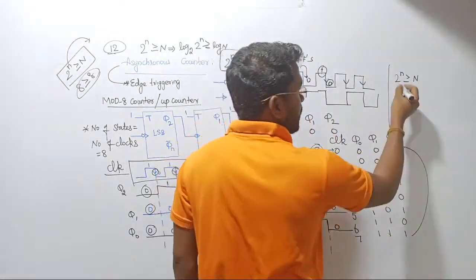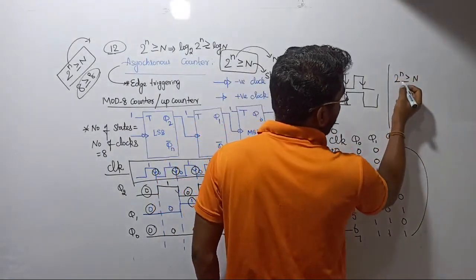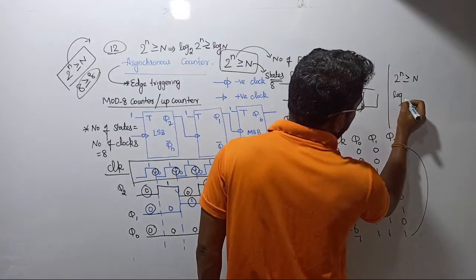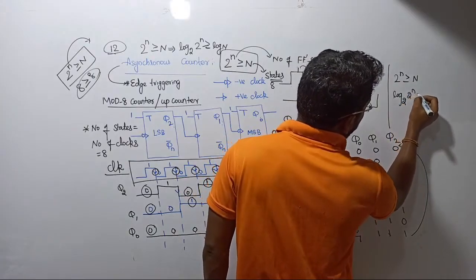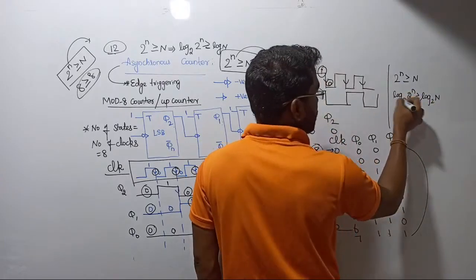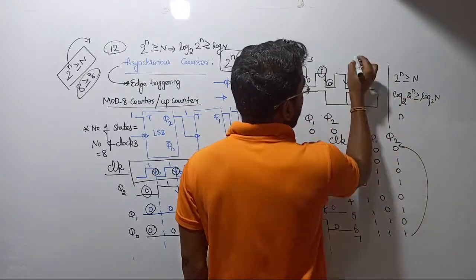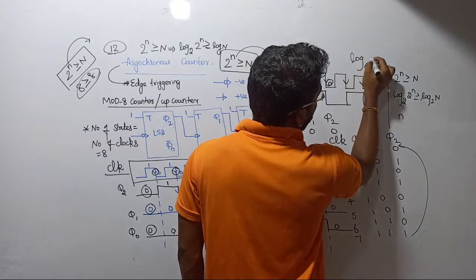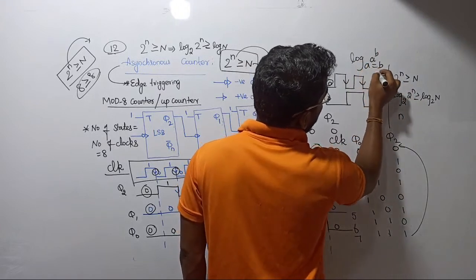So let us continue. Just what I have told you, in order to calculate the number of flip-flops, just take the log base 2 of 2 power n greater than or equal to log base 2 of N. Now from here, this is going to be equal to n, because we all know log base a of a power b is equal to b only.